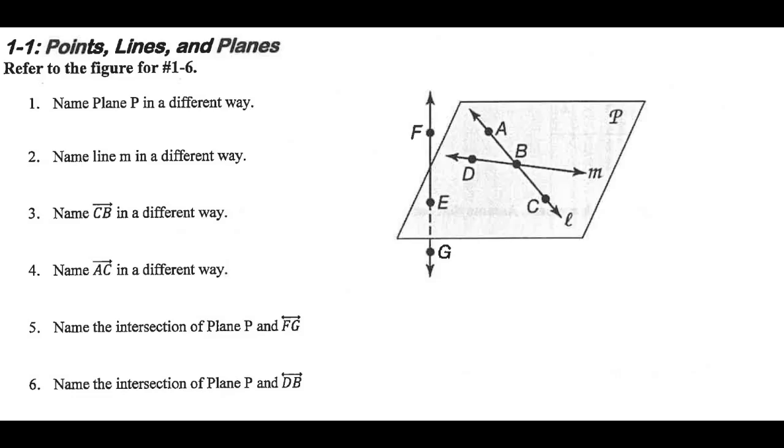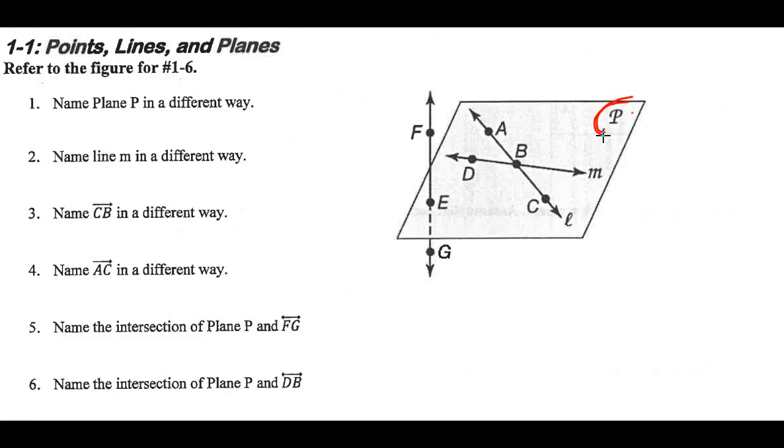Okay, folks, we're going to work on our Chapter 1 test review, and going back to points, lines, and planes here, the first question is to name plane P in a different way. So plane P can be labeled with this capital P, or it can be labeled with 3 points. So I have plane P up here. You see this capital letter that we have labeling it.